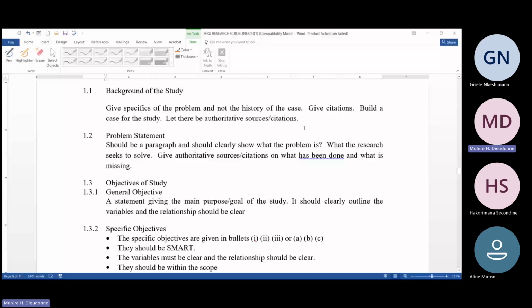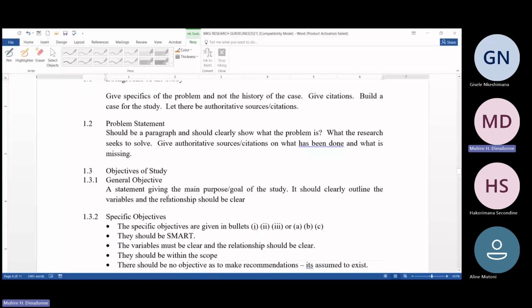Then we have a problem statement. A problem statement is like a paragraph that shows the problem clearly. It shows the problem and also what the research seeks to solve, so that if you read the problem statement, you will know what the problem is and the contribution of this research in society.